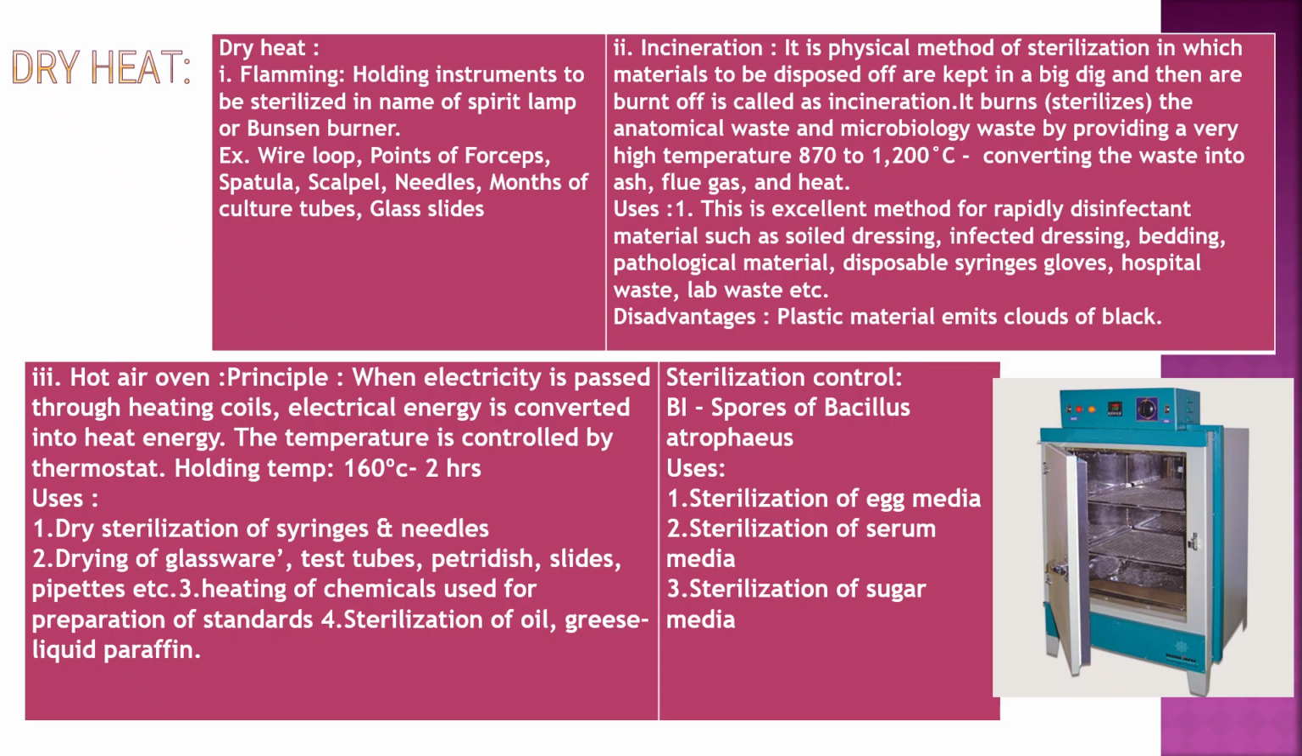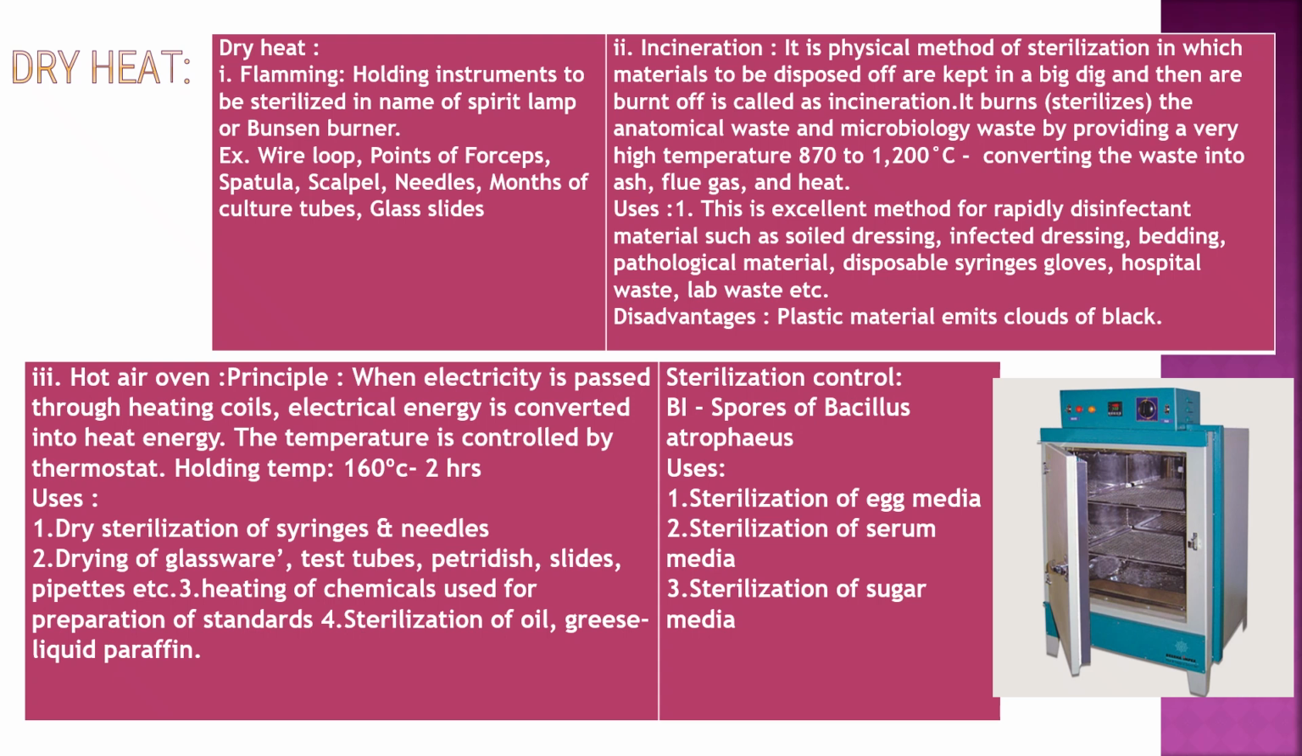Dry heat. The first example is flaming: holding instruments to be sterilized in the flame of a spirit lamp or Bunsen burner. Examples: wire loop, points of forceps, spatula, scalpel, needle, mouths of culture tubes, glass slides. The second method is incineration. It is a physical method of sterilization in which material to be disposed of is kept in a big bin and burnt off.